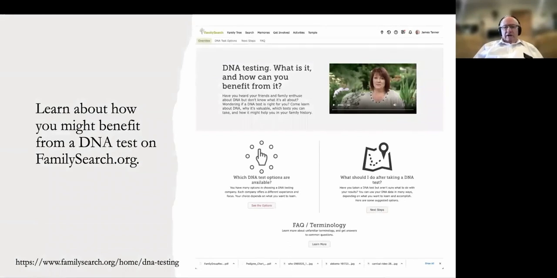There are ways to get started here on familysearch.org. If you go to familysearch.org and look for DNA information, it'll be pretty hard if you just click on the website. But if you use Google search and search for the DNA testing information, there's quite a basic understanding here, and there are links and suggestions of places to go and ways to get started with DNA testing right on familysearch.org.